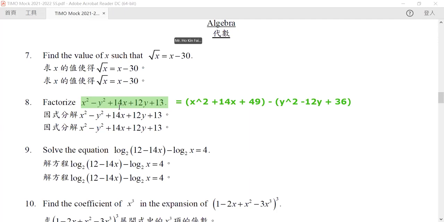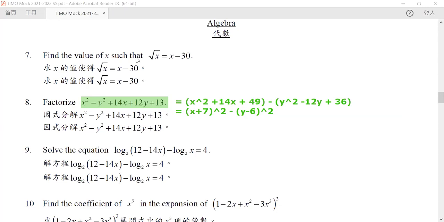They are not multiplying together. There is no x times y term in here. So since they are separated, we can separate like this. And why we write it like this is because now you realize that the first term of this difference is exactly equal to x plus 7 squared. The second term is equal to y minus 6 squared.